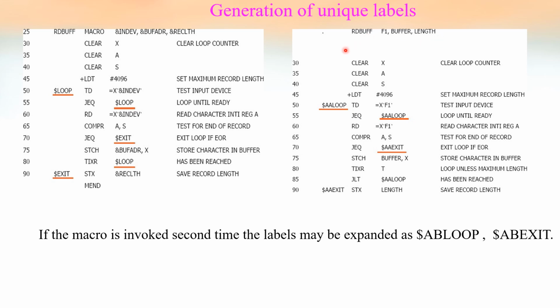So when this gets expanded, this dollar symbol will be replaced by $AA LOOP and then $AA EXIT. When next time this macro is called, this loop will have the name $AB LOOP, then $AB EXIT. So we can generate unique labels. These two labels are now different.